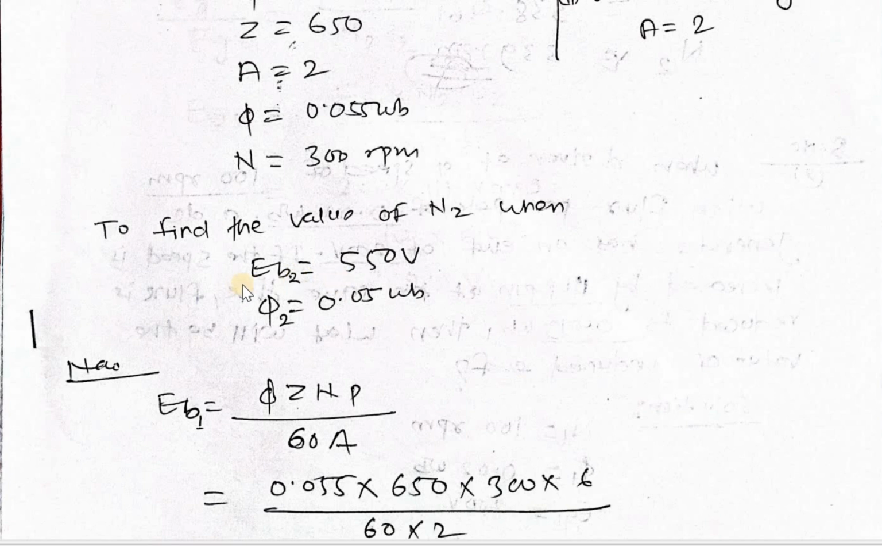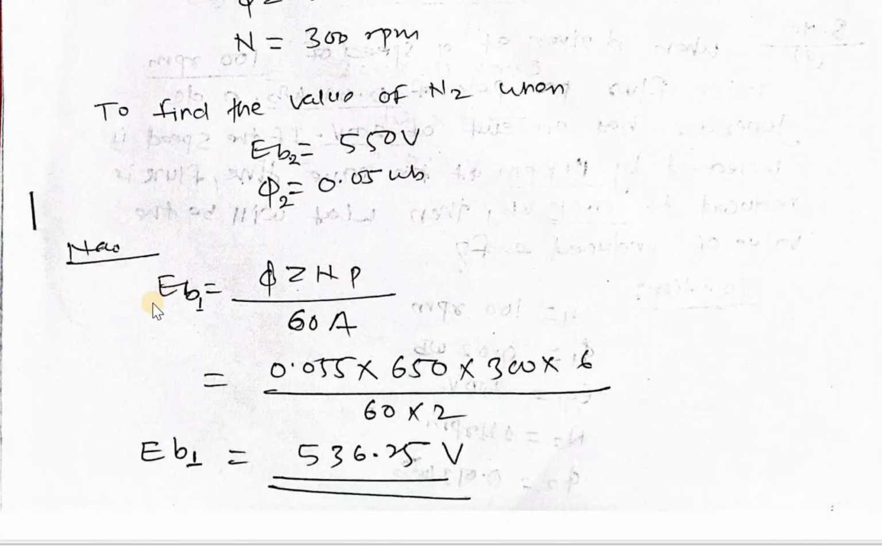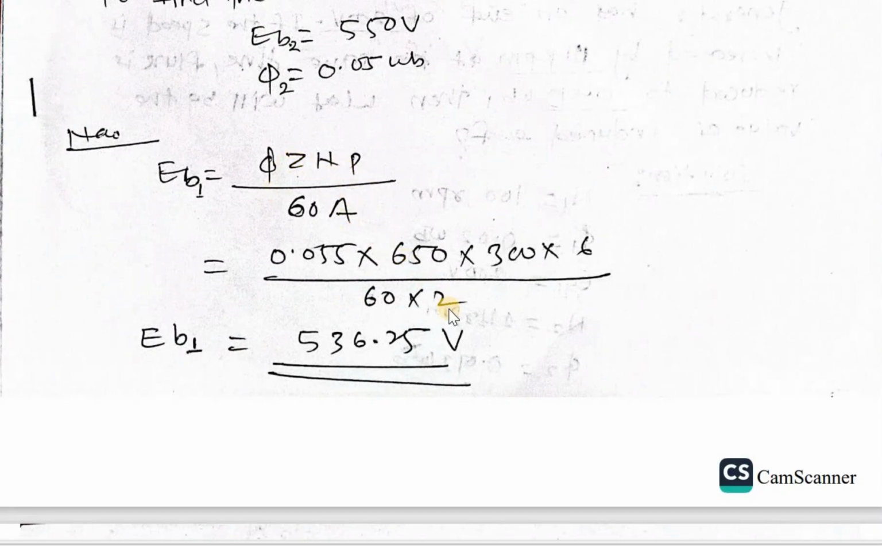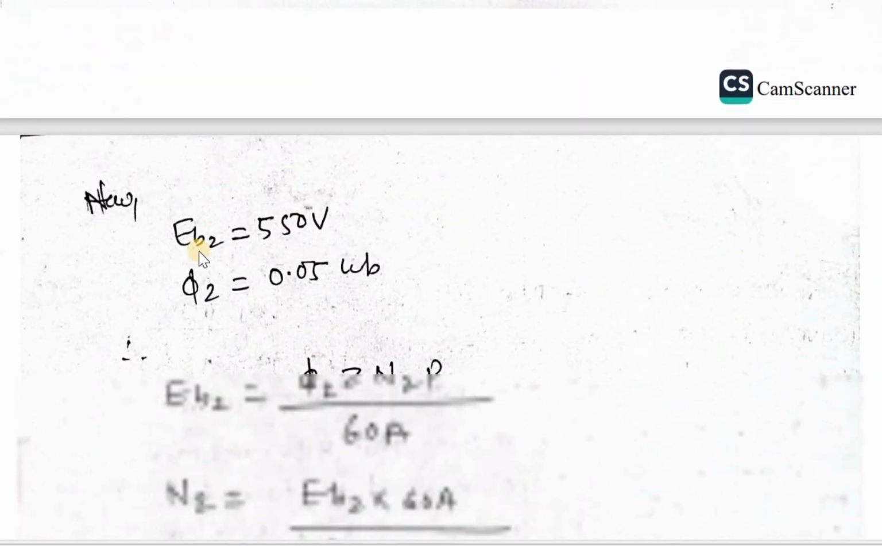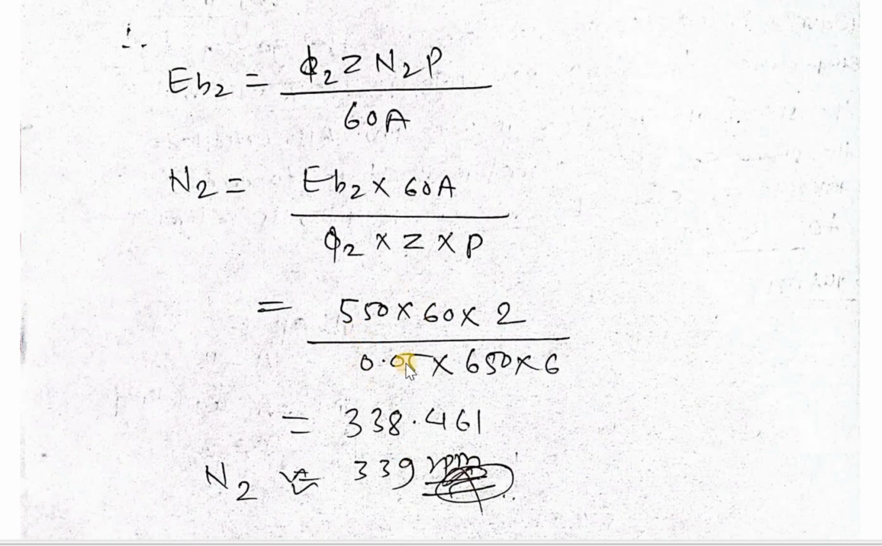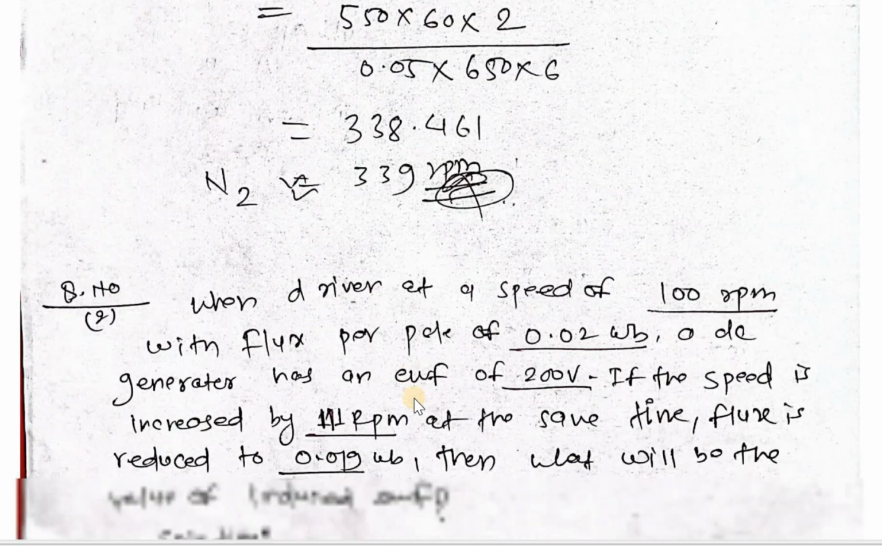To find the value of N2, we know EB2 equal to 550 volt and phi 2 equal to 0.05. This is already mentioned in the question. We know EB, that is back EMF, equal to phi Z N P upon 60 A. Put the values of phi, Z, N, P and A, and we get EB1. Similarly EB2 equal to phi 2 Z N2 P upon 60 A. From this we get N2 equal to EB2 into 60 A upon phi 2 into Z into P. So we get the value of N2, which is 339 rpm.